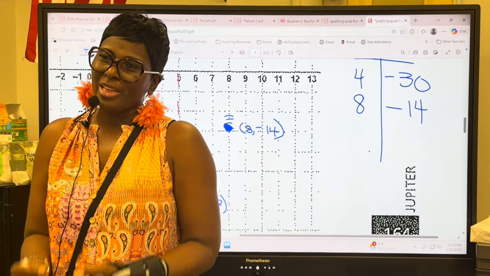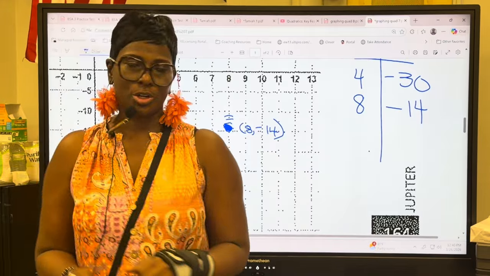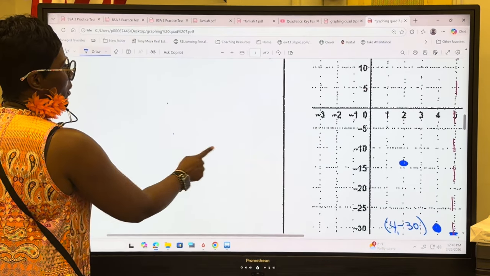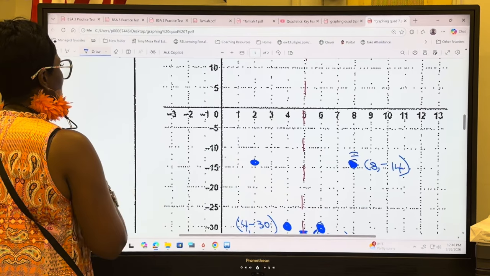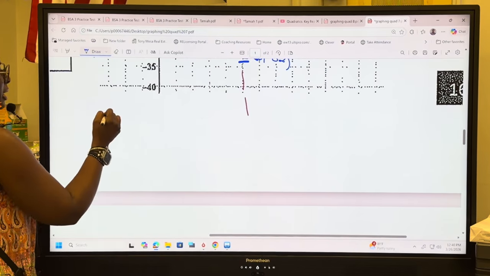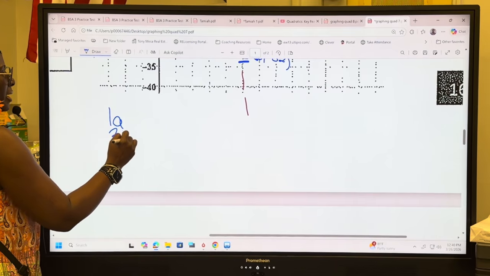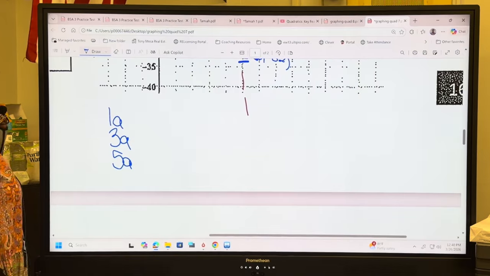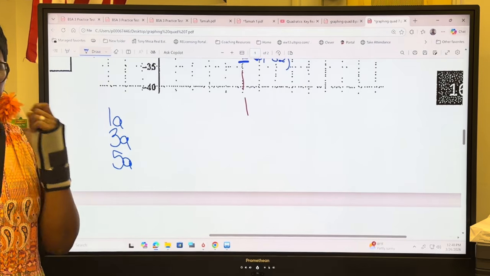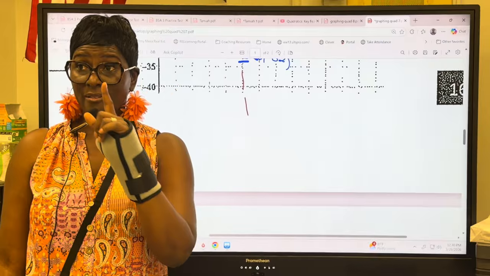The other part of that is the 1-3-5. So watch what I show you. I'm going to go over here to the side, and I'm going to put, I want to find me some space. I'm going to put 1A, 3A, 5A. Do what I'm doing. I didn't just put 1-3-5. I put 1A, 3A, 5A.